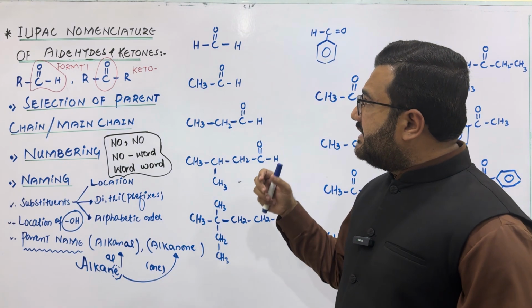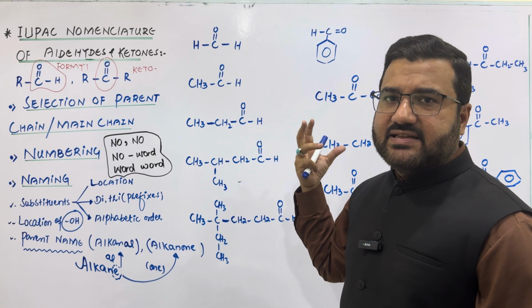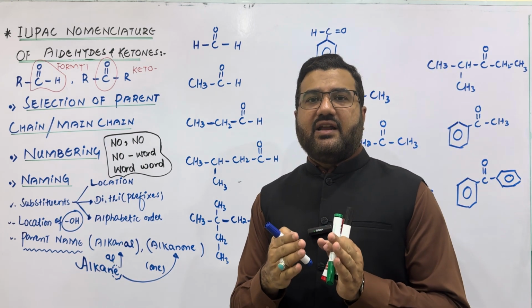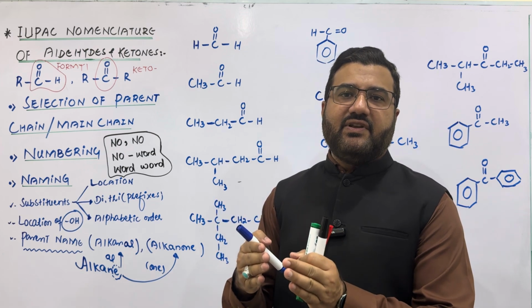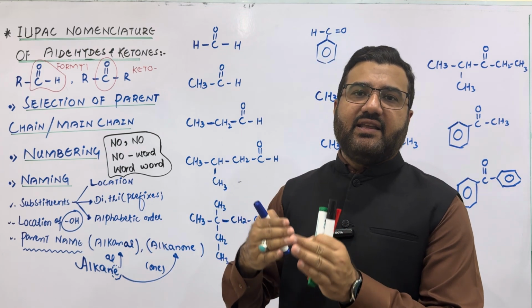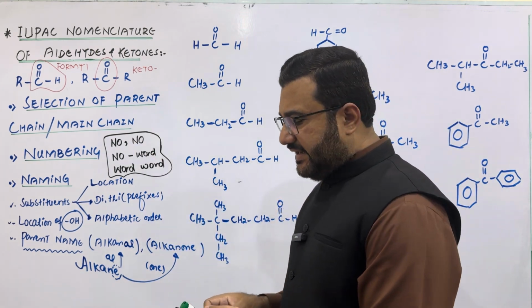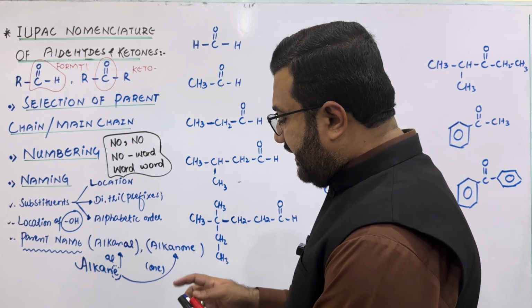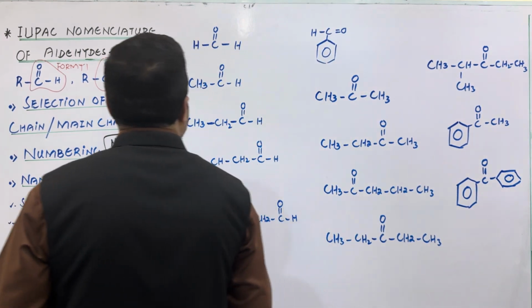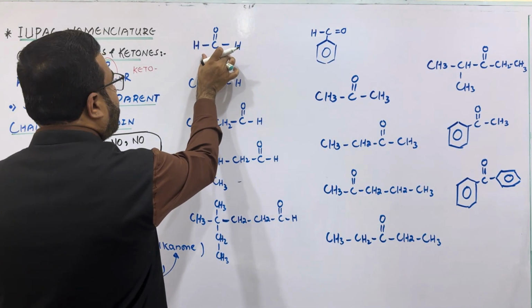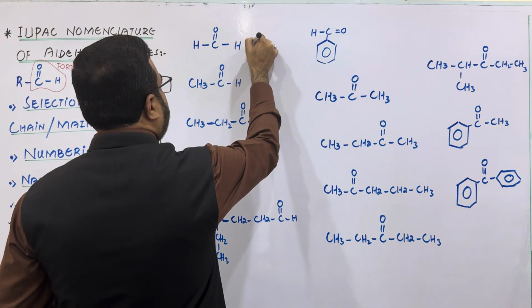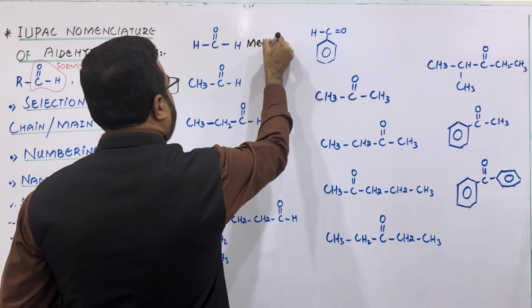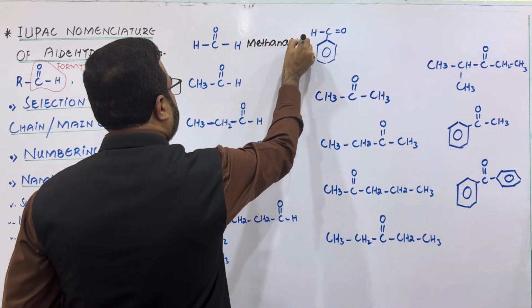Now, my dear students, in case of simple aldehydes and simple ketones, you can derive their names from the corresponding alkanes by replacing the E with Al or by replacing the E with ONE. Just like this is a simple aldehyde in front of you having only one carbon atom. The alkane having one carbon atom is called methane, and from methane its IUPAC name should be methanal.